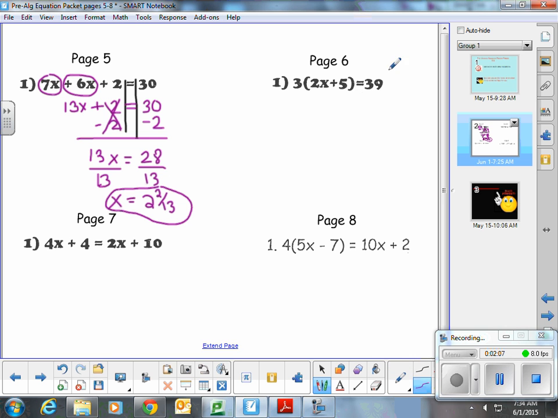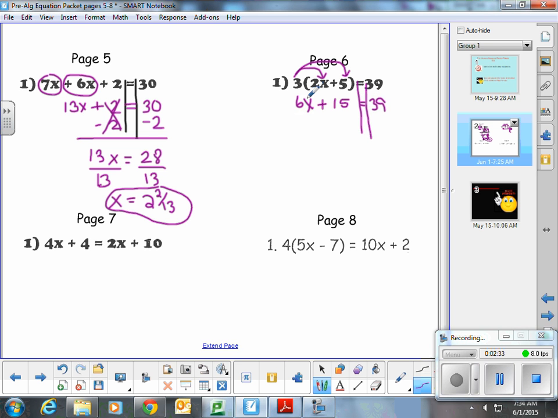All right, let's move on to page 6, question number 1. On this page, you will simplify in your first step by using the distributive property. So over here, we're going to take 3 times 2x to get 6x, and then 3 times positive 5 to get 15, and it's positive, so we're going to put plus 15 equals 39.